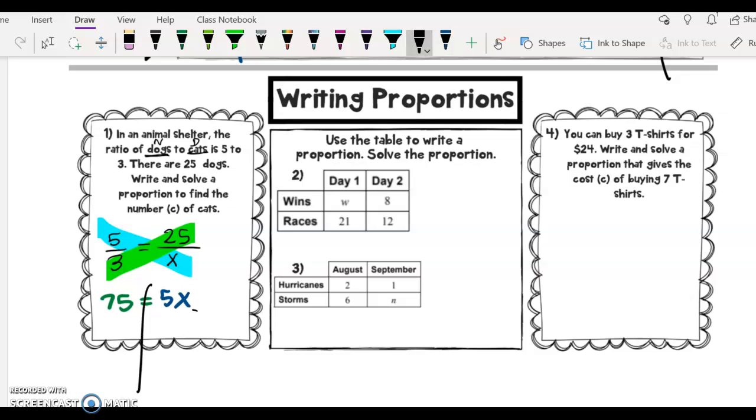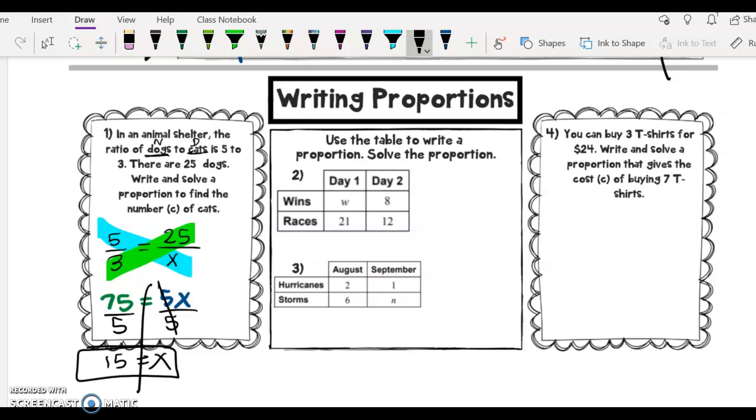Draw my line. I divide by 5 to get x by itself, so those cancel. And 75 divided by 5 gives me 15. So if I actually have 25 dogs, to keep my proportions the same, which means 5 dogs to every 3 cats, then I would need 15 cats.